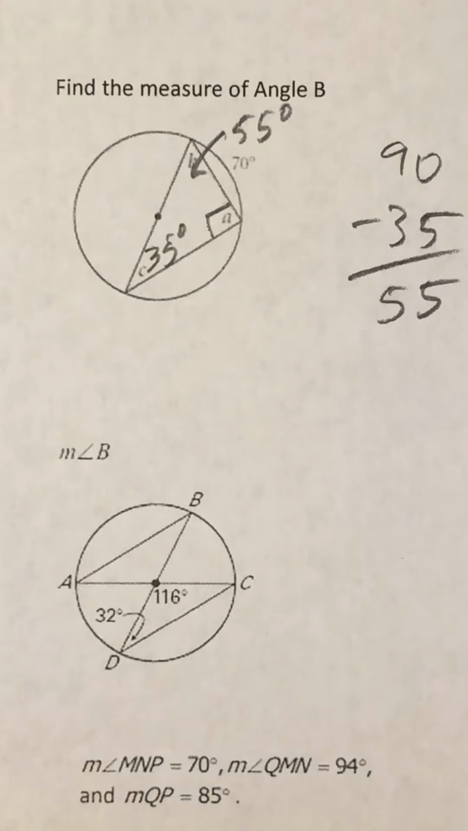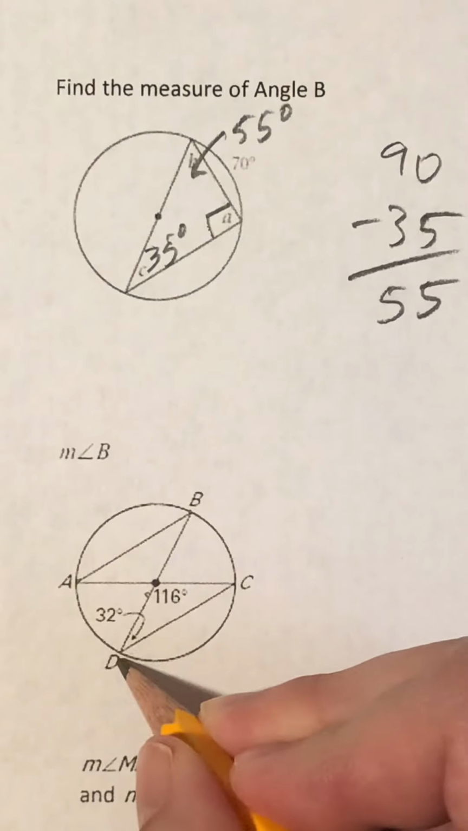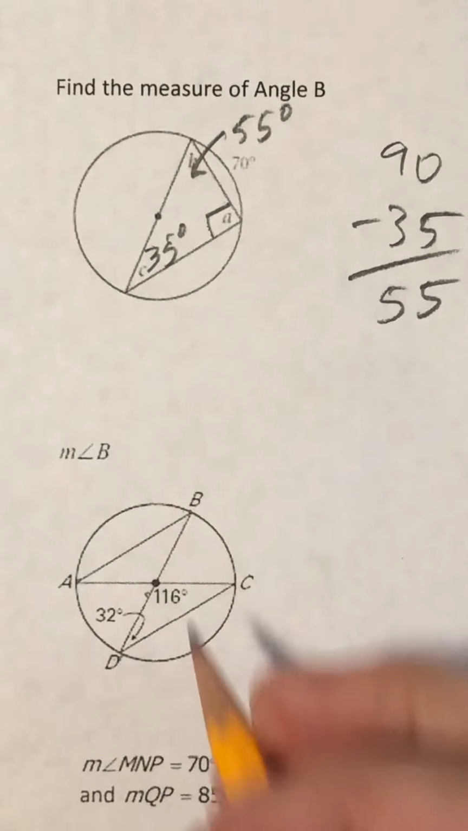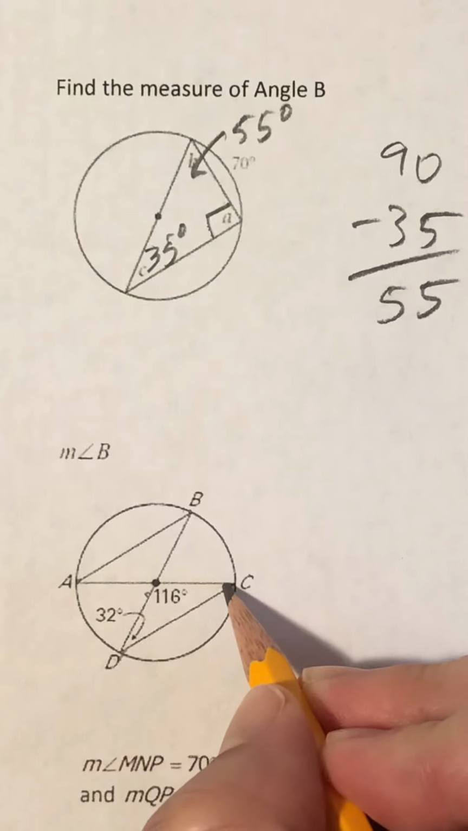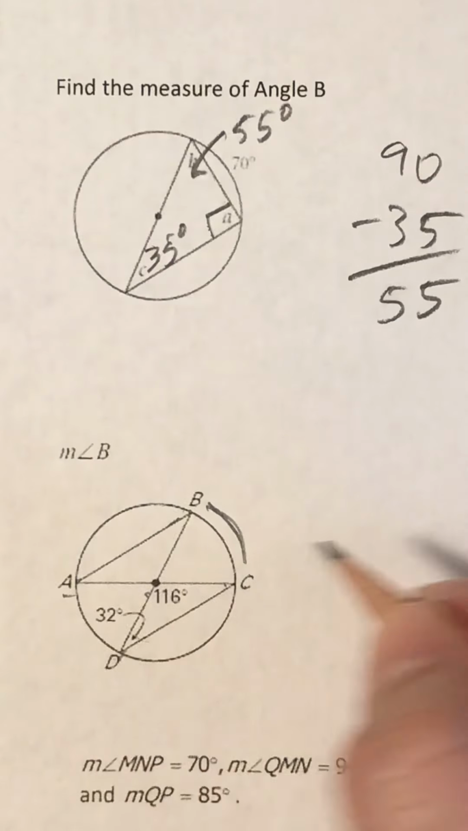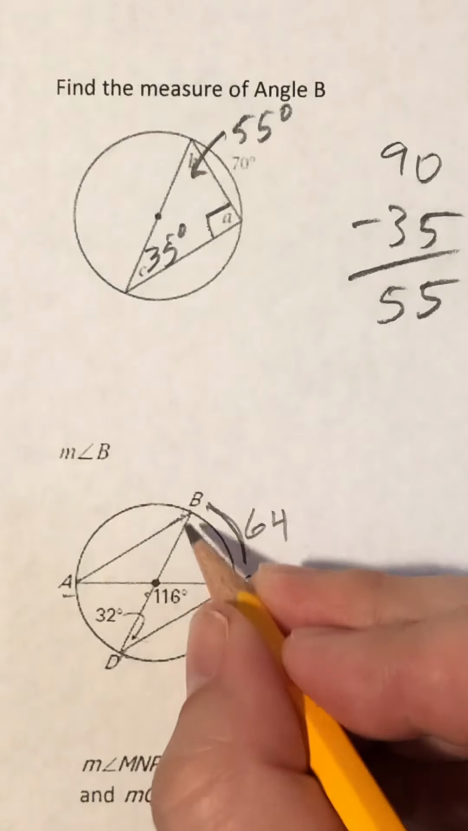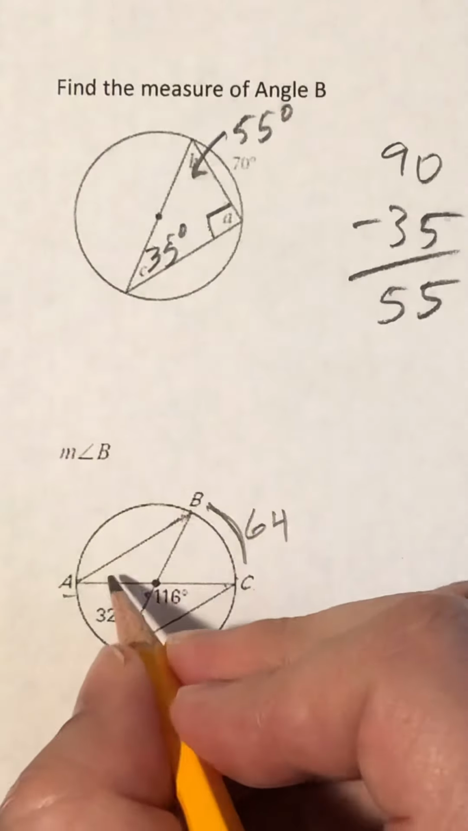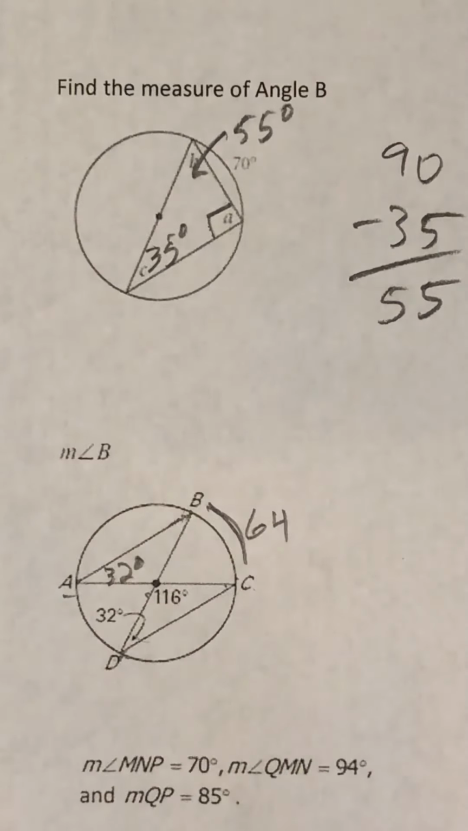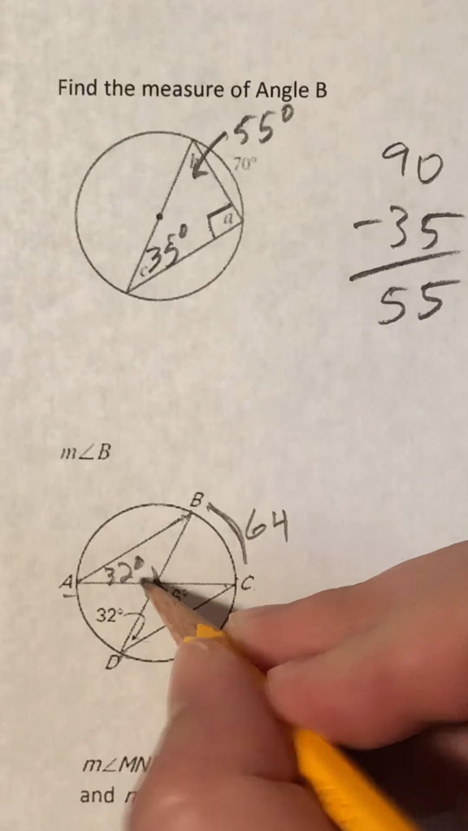All right, let's go on to our next one. Find the measure of angle B. First of all, we've got a triangle here, and I know that this angle is 32. I know that this angle right here and this angle right here intercept the same arc. If they intercept the same arc, then they must be congruent, because remember, the angle is 1/2 the arc that it intercepts, and if they both intercept the same arc, which is 64 degrees, this one would have to be 32. I also know that these are vertical angles right here, so if this is 116, that's 116.